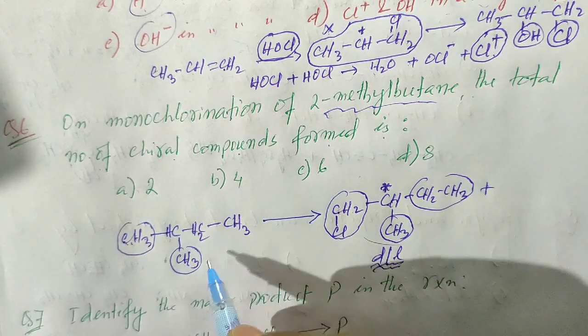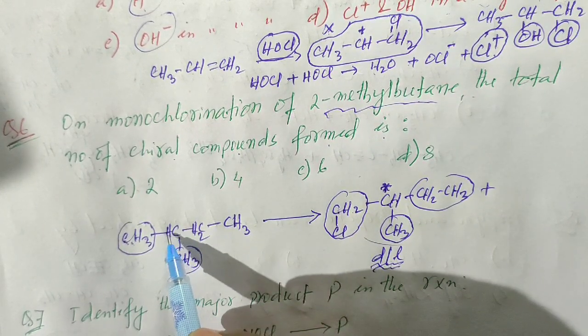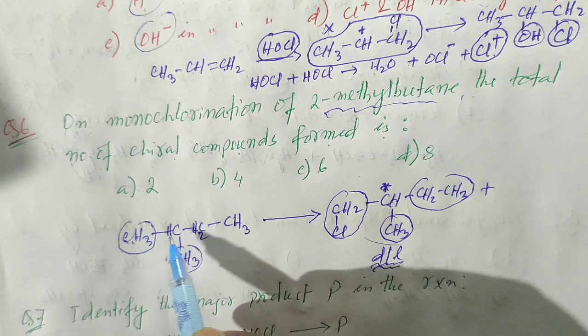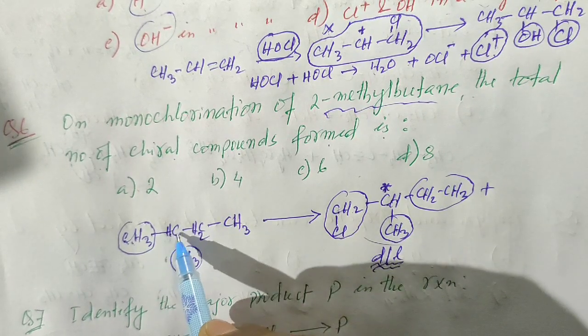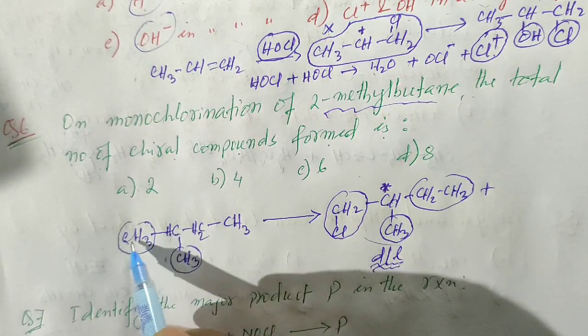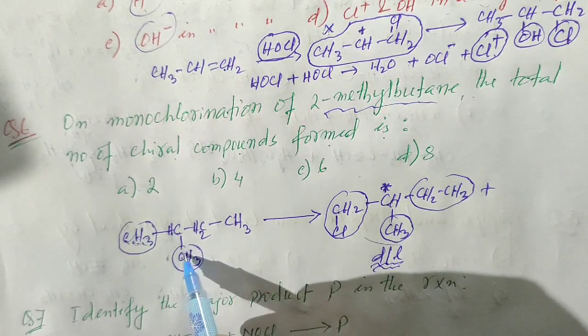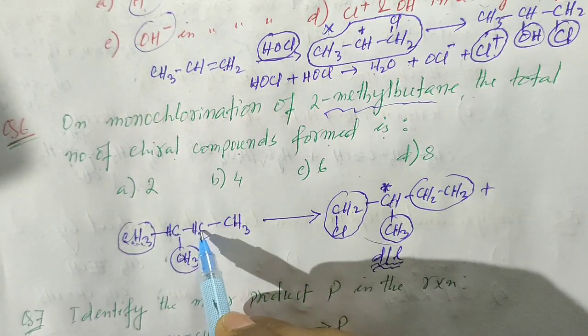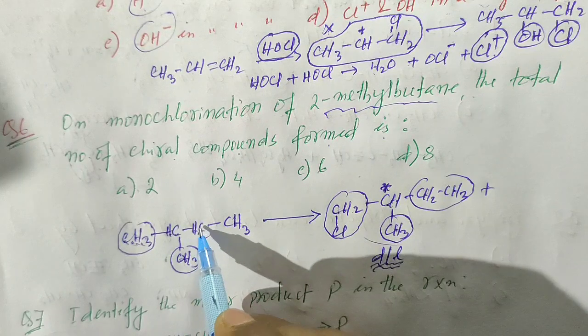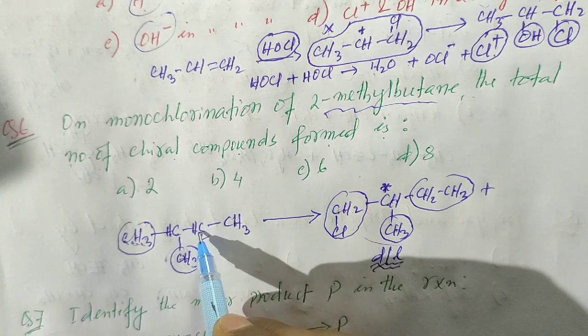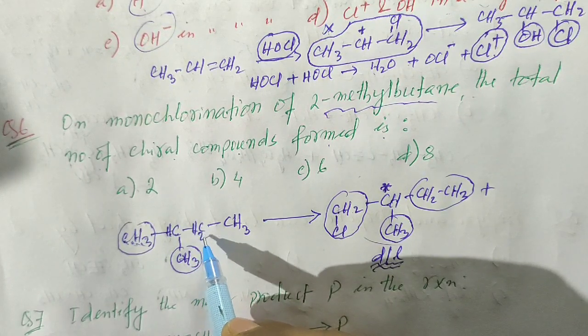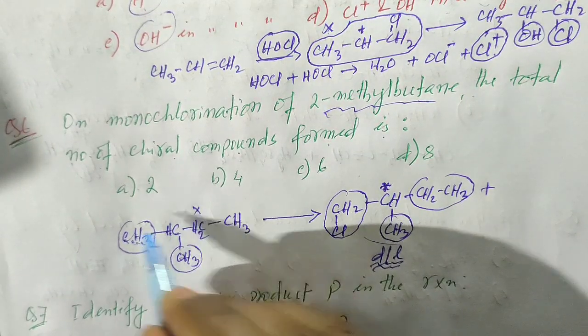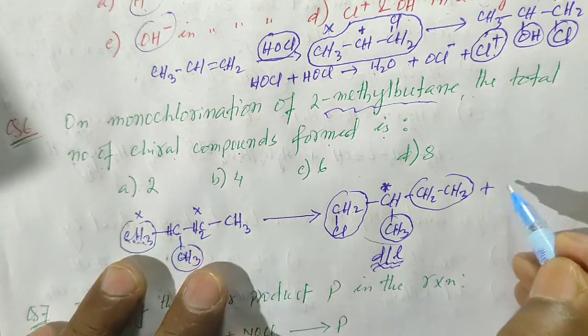And another possibility is when this hydrogen is substituted by chlorine, this carbon will not be chiral, because 2 similar groups will be attached here. When it is substituted on this carbon atom, then what will happen? Okay, this may be chiral. Okay, this and this. Now we get 2.